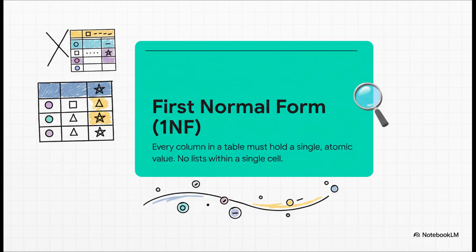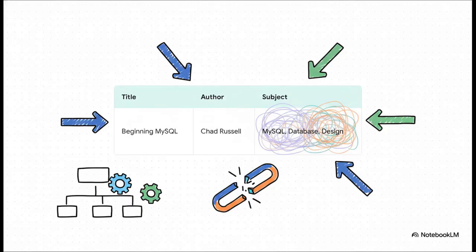Every single cell in your table has to be atomic. That just means it holds only one single piece of information. No lists, no comma-separated items stuffed into one box, just one value per cell. Period. Let's look at this example right here. See that subject column? It's got 3 different topics all jammed into one field. How on earth are you supposed to reliably search for all the books just about database? It would be a total mess. This table is a classic violation of first normal form.